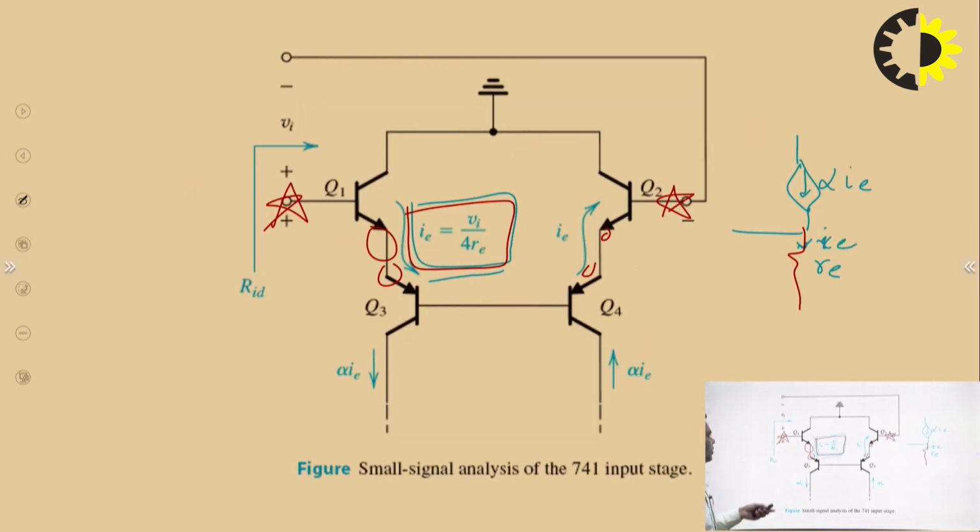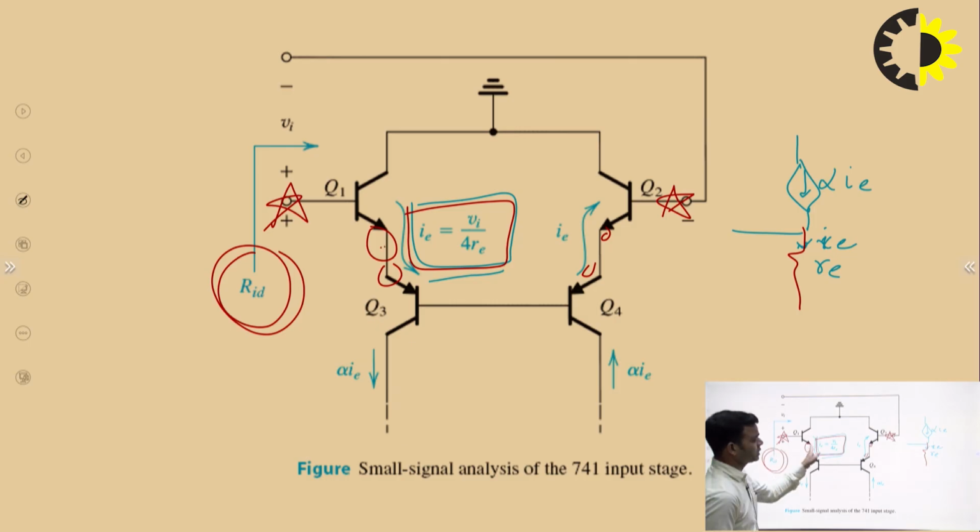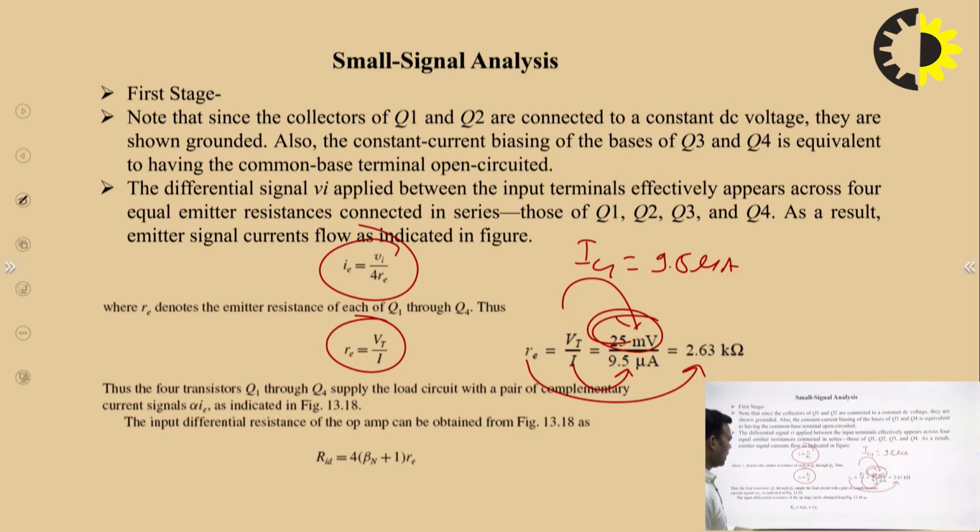And if again I go here, then you will see I have to find out the differential input resistance, and this is the resistance towards output. So you know that towards input this resistance will be R pi plus R pi. That means this whole input resistance will be 4 R pi. And you know R pi is equal to beta plus 1 into Re. So you can write that Rid is equal to 4 into beta plus 1 Re.